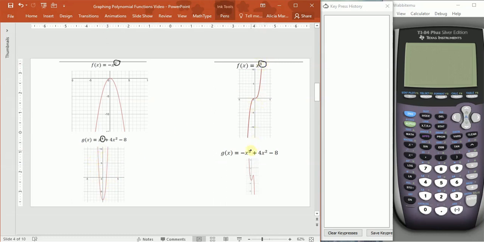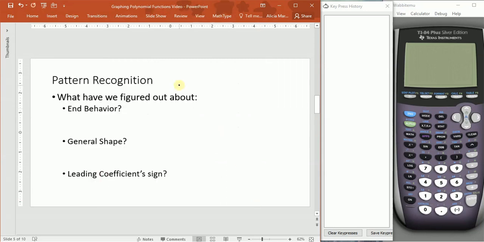Cubes or fifth, they kind of look like an S if you turn your head to the side. It's kind of a strange S, but nevertheless, notice these are going different directions, as well as these negatives are going to affect the way our graph is going. That's a couple of things you're going to want to pay attention to as we continue on.